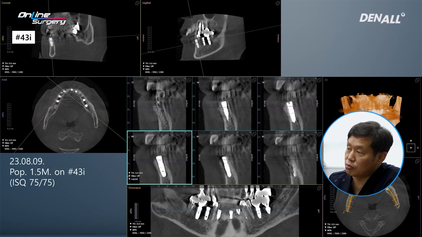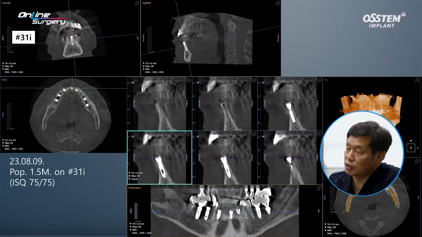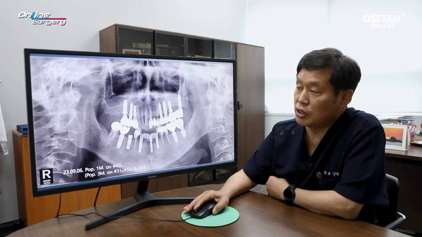In number 43, after surgery, it's been 1 month and a half. The bone is nicely maintained despite being only 1 month and a half left. And there's bone. 3.5 was placed, and a significant amount of bone graft was done. Number 31, the ridge was tight, but bone graft was done. In number 45, it's been 1 month and a half.